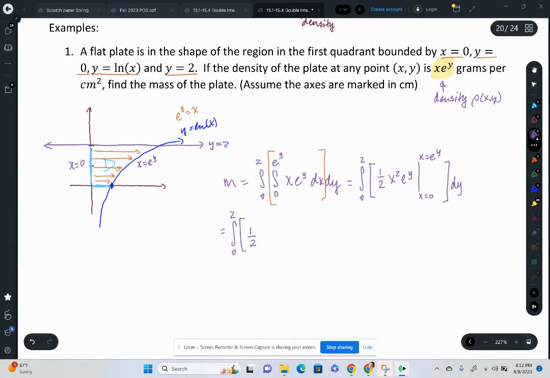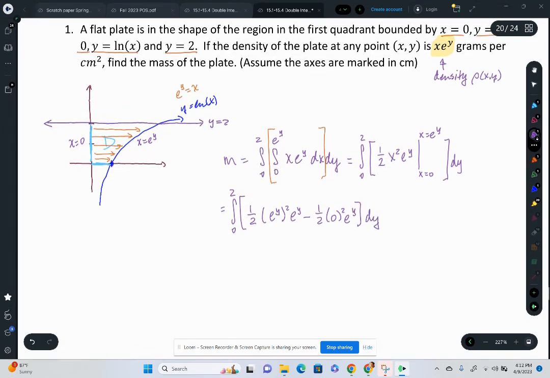the y. I've got 1/2 e to the y all squared times e to the y, and then minus 1/2 times 0 squared e to the y dy. That second term's just going to go away. This e to the y all squared, when you have a power to a power, you multiply, so that becomes e to the 2y, and then times e to the y, and if you have the same base, then you add your exponents. So the way this simplifies is we'll get the integral from 0 to 2 of 1/2 e to the 3y dy.